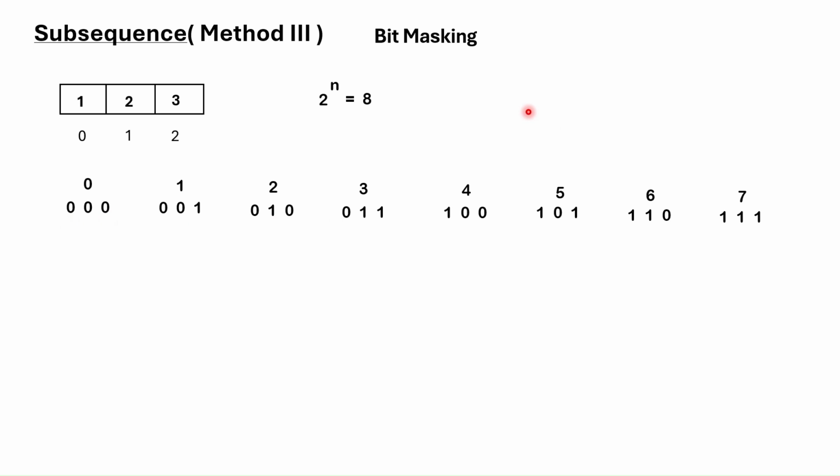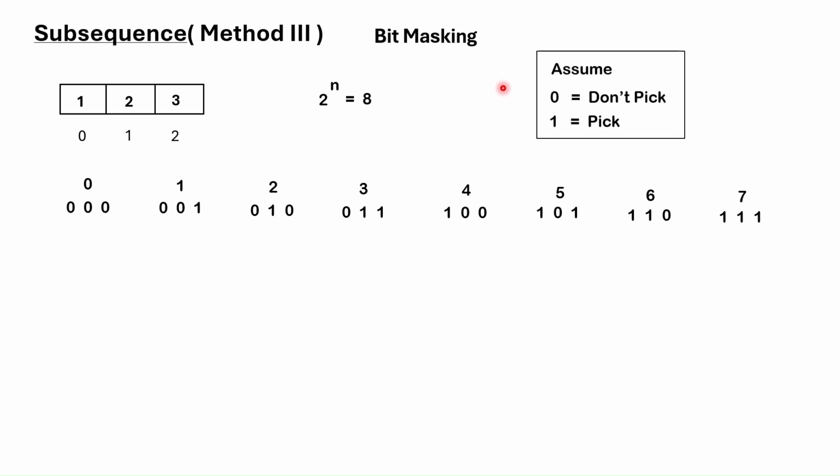Now in bit masking, we assume two things: 0 means we will not pick and 1 means we will pick. We have taken three bits here, and each bit represents the corresponding index of this array. This bit represents the zeroth index, this bit represents the first index, this bit represents the second index, and similarly like that.